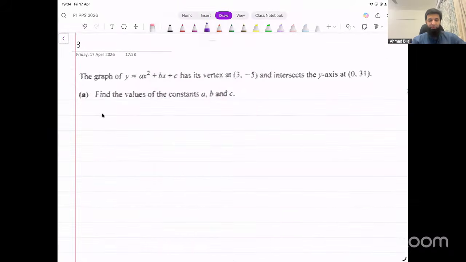Okay, now they're saying there's a graph. The graph of y equals ax squared plus bx plus c. It has its vertex at 3, negative 5. Vertex means turning point, right?